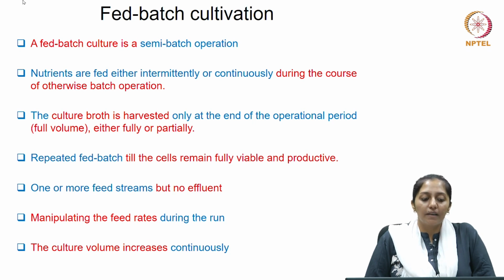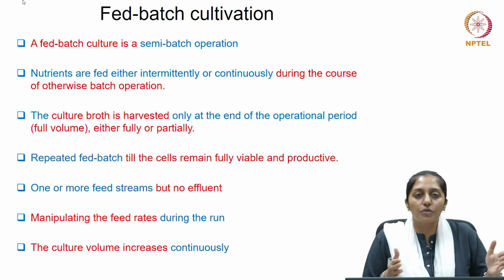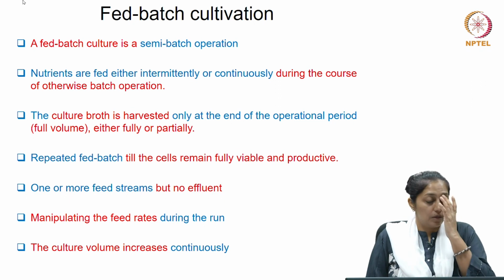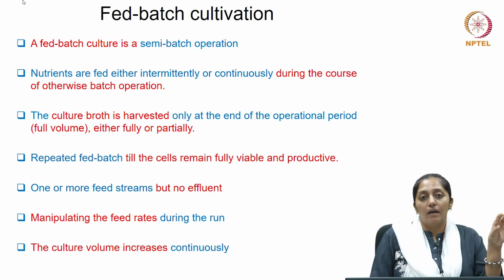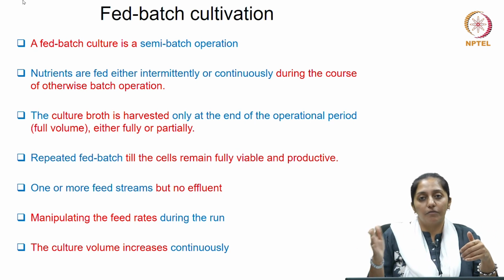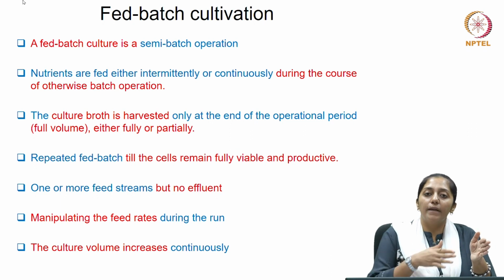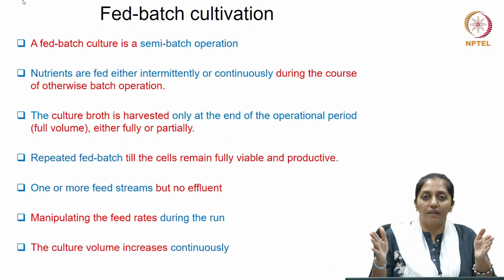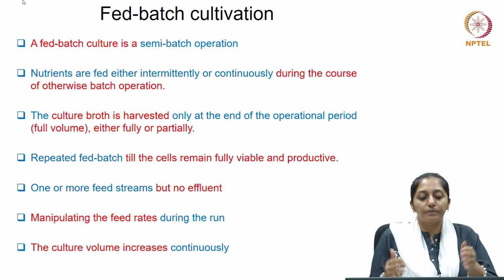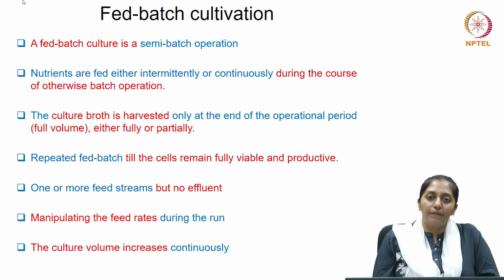So just to reiterate, a fed batch culture is also called a semi batch operation. Nutrients are fed either intermittently or continuously during the course of otherwise batch operation. So this means that the nutrients can be fed after an interval of time inside a reactor once it starts, or it can be fed continuously as the reactor is running till its harvest. So this kind of feeding is called fed batch feeding.